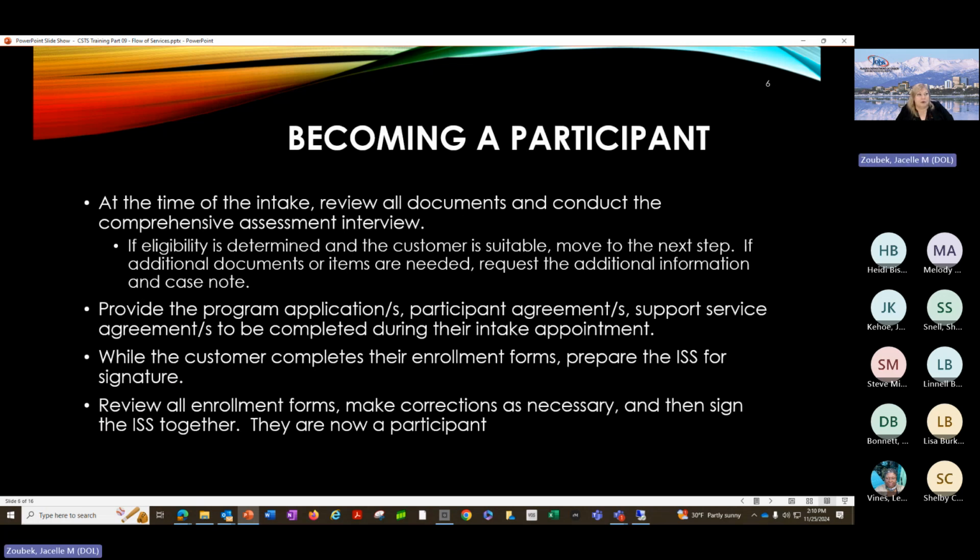Okay, so after an inquiry, you could become a participant. So at the time of the intake, that's where you're reviewing all the documents, you're doing your objective assessment interview, you're documenting, you're providing additional forms or paperwork that may need to be completed. This is if that eligibility is determined at that time and they appear to be suitable and appropriate for your program, you can move on to that next step.